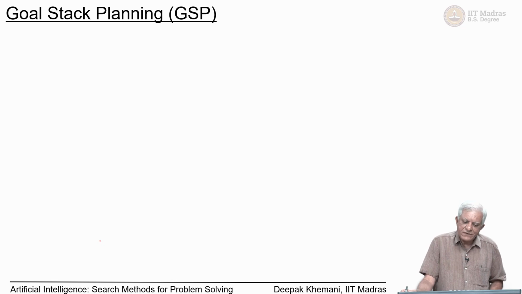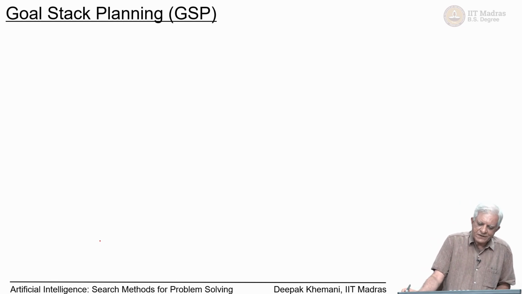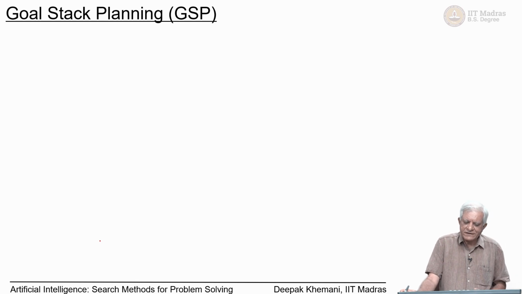So, next we will look at something called goal stack planning, which attempts to address the issues that we have seen in the two planning approaches, and it tries to make the best of both, which means that it works in a backward fashion, so that the branching factor is low, but it constructs plans in a forward fashion, so that it is a sound process. So, we will see that in the next session.